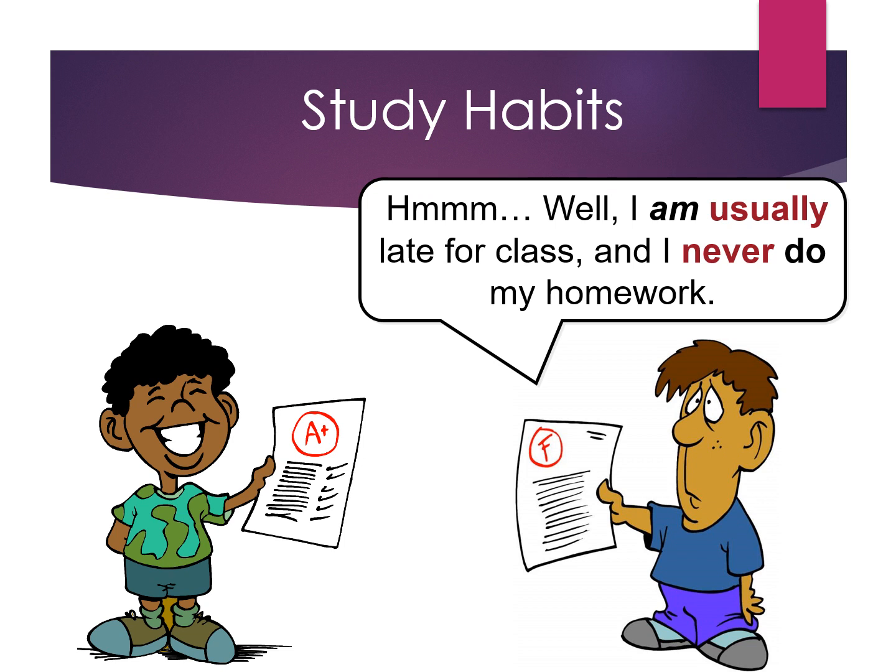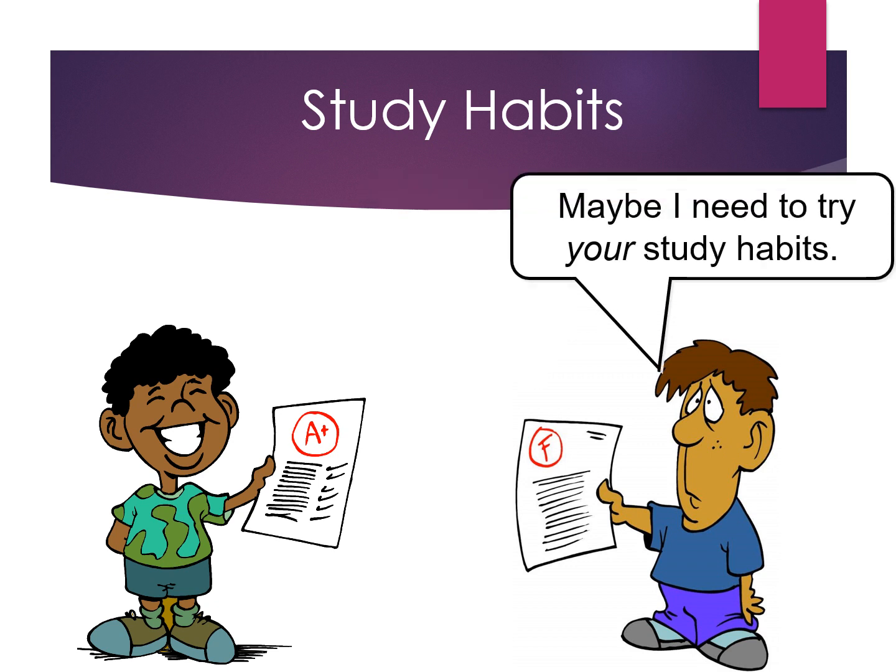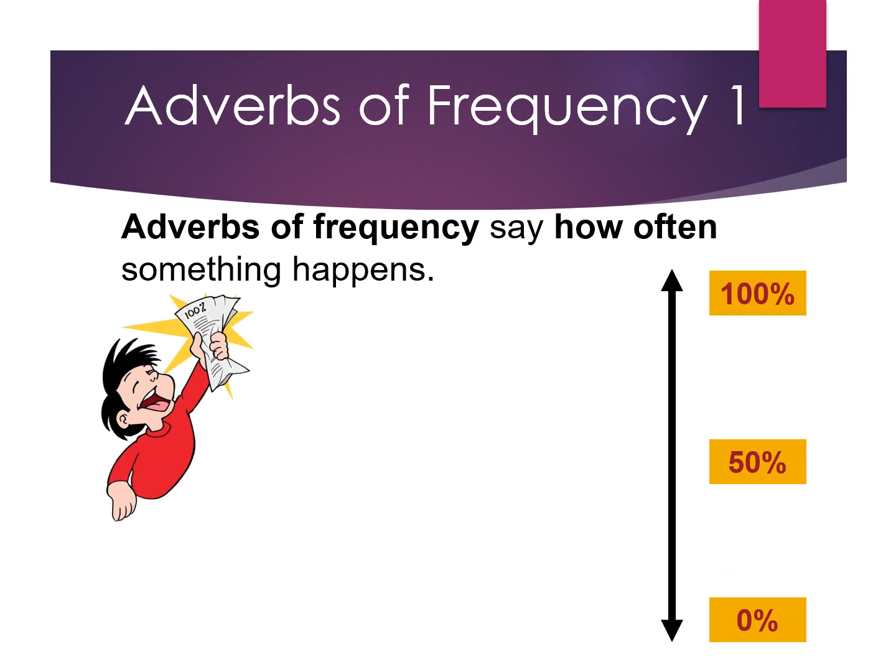Well, I'm usually late for class, and I never do my homework. Usually and never are other adverbs of frequency. Maybe I need to try your study habits. And here's how we use the adverbs of frequency, and look at what we have.